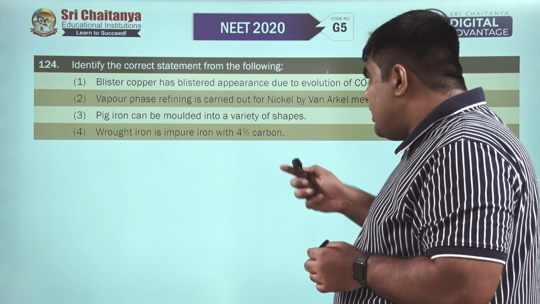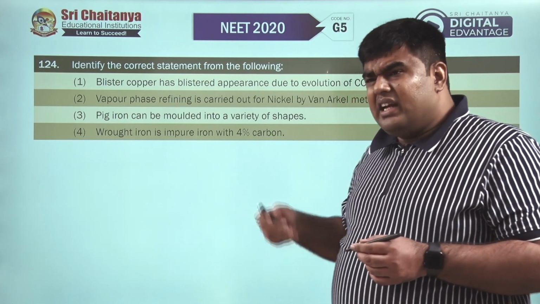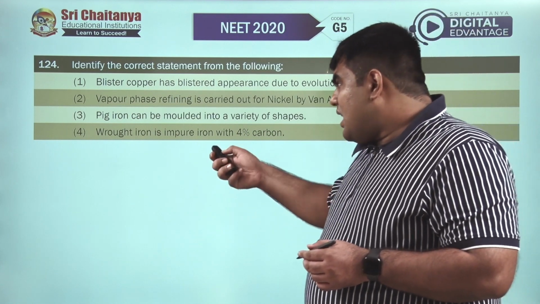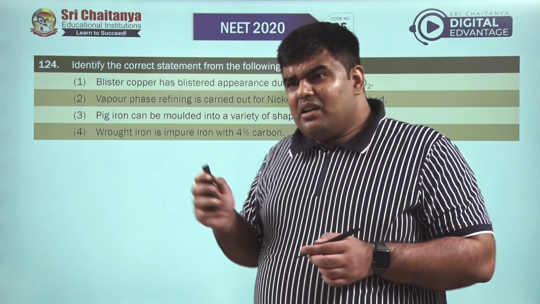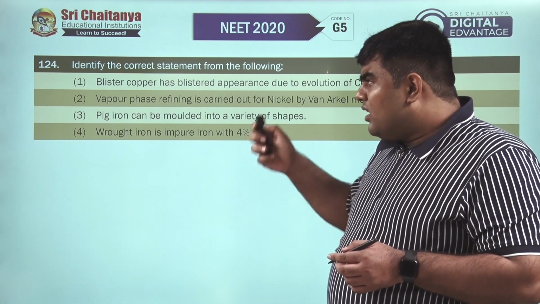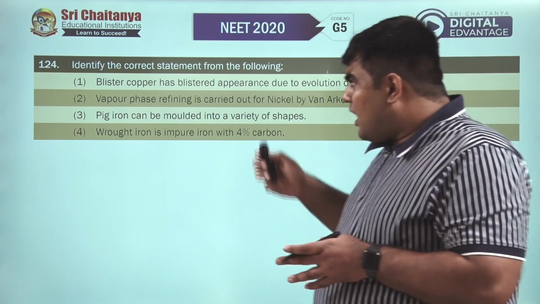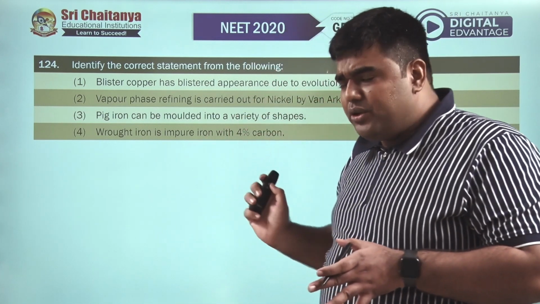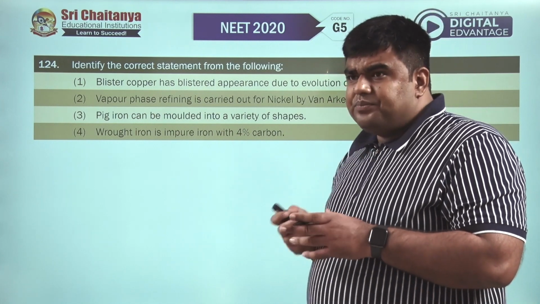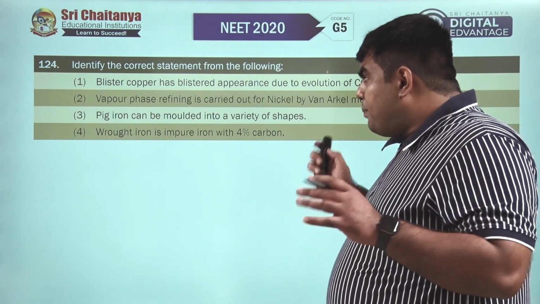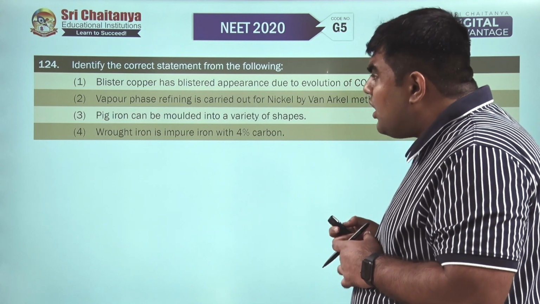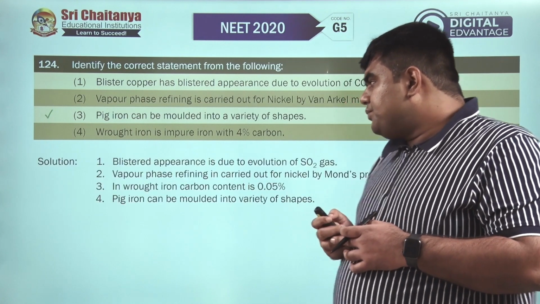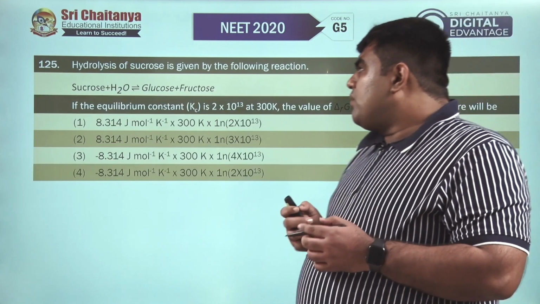Pig iron can be molded into a variety of shapes? Yes, it can be. Wrought iron is impure iron with 4% carbon? No, it is less than 0.5%. So the third option seems to be correct. Out of 4 options, only the third option is going to be correct because the rest of them are incorrect. So we'll go with pig iron. For 124, the third option is correct. Moving to question number 125.